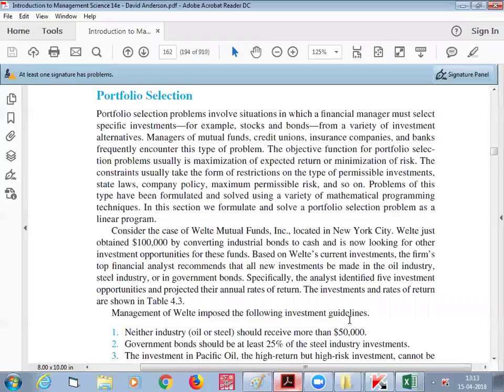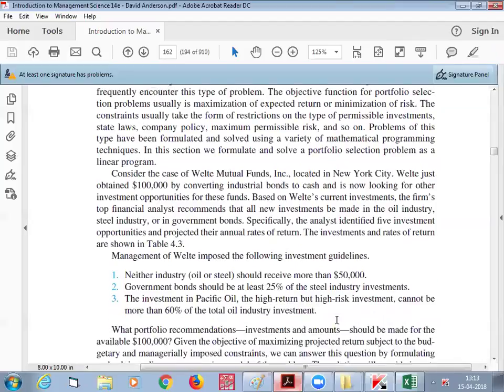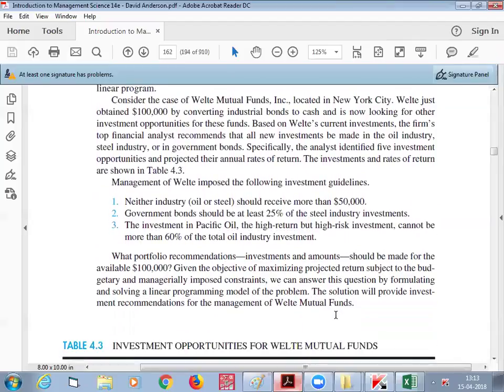The objective function usually is maximizing expected return or minimizing risk. The constraints usually take the form of restrictions in terms of types of permissible investments, legal aspects, company policy, maximum permissible risk, and so on. Problems of this type have been formulated and solved by a variety of mathematical programming techniques. In fact, there we're using something called quadratic programming. Here, this is linear programming. So, big difference. All right, so let's look at this interesting case.